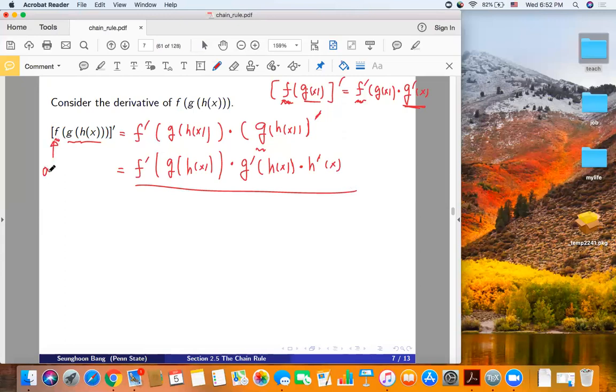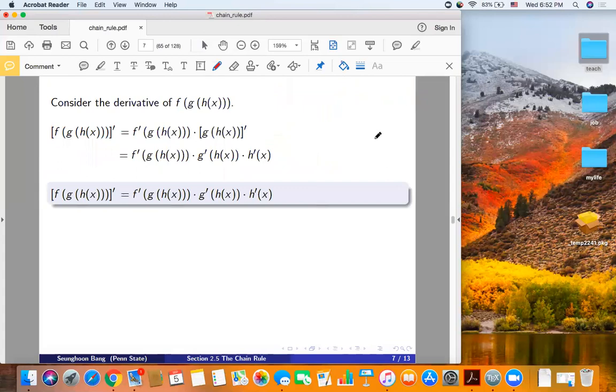So what do we call this? F is outer. G is middle. H is inner. So what's the idea? Outer function prime times middle function prime times inner function prime. Exactly, a product of three kinds of things. Outer function prime times middle function prime times inner function prime. This is the whole idea. We have it like this.